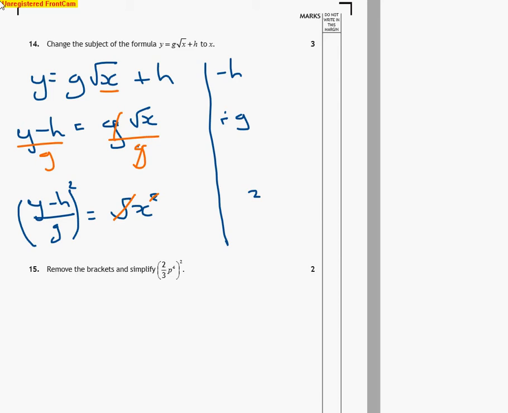And then you know what you can do. So before, what did I say? I said g was equal to 2. I said x was equal to 25. And I said h was equal to 4. So let's try that.